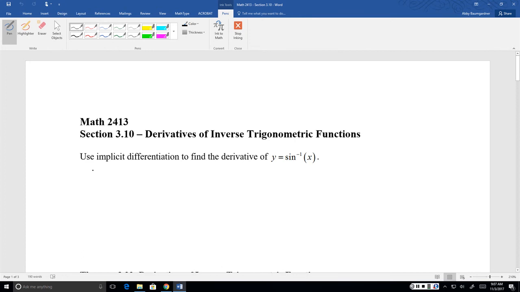So the first thing I want to remind you of is that y equals sine inverse of x is the same as saying sine of y equals x. Those two are equivalent statements. It's by definition what an inverse trigonometric function is.